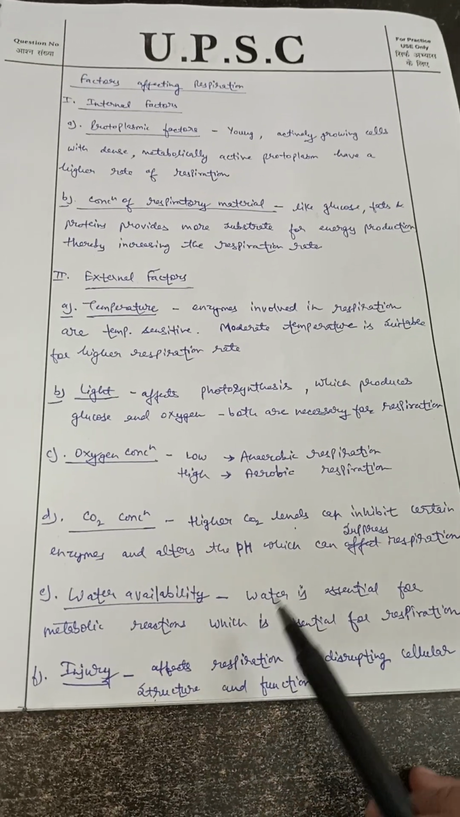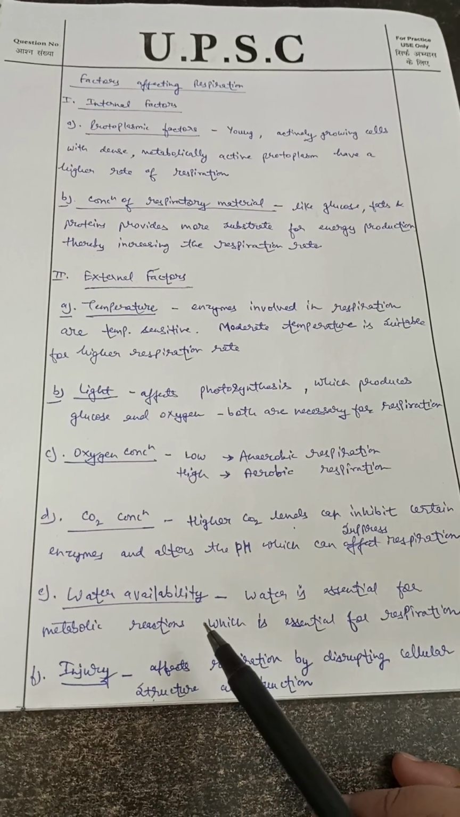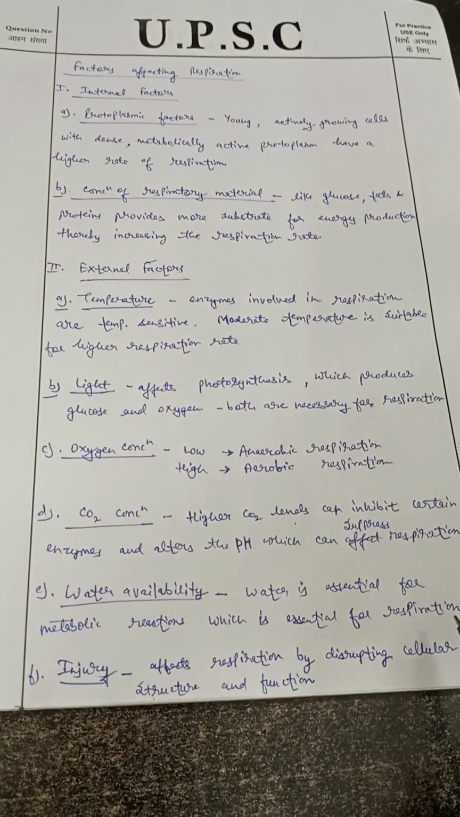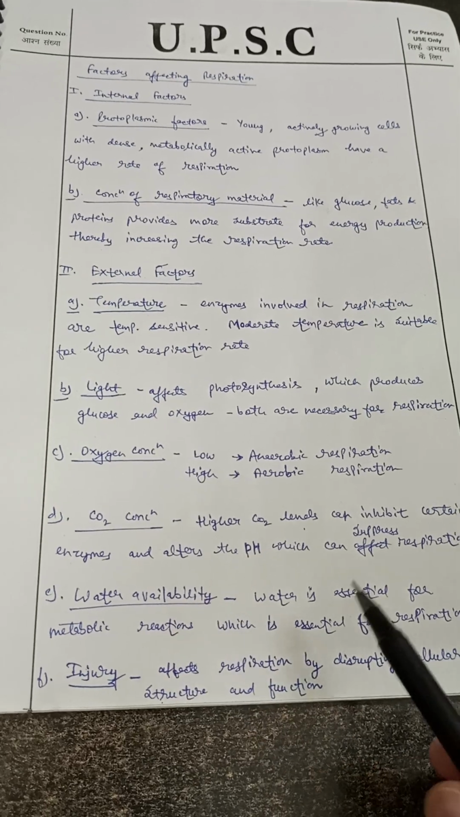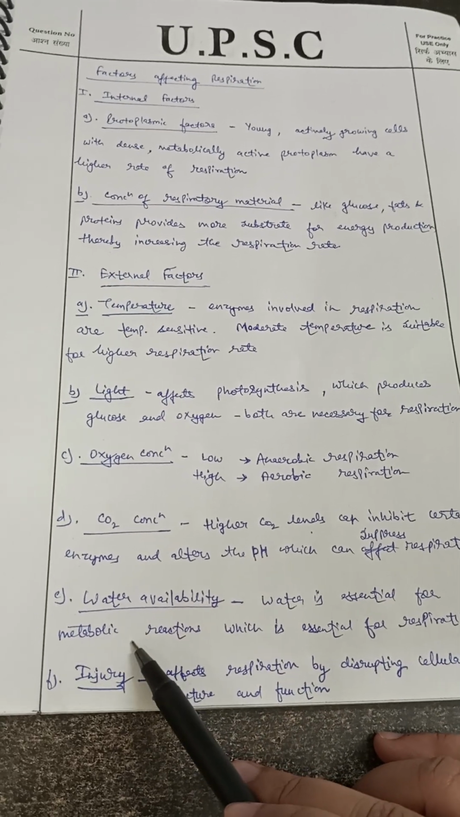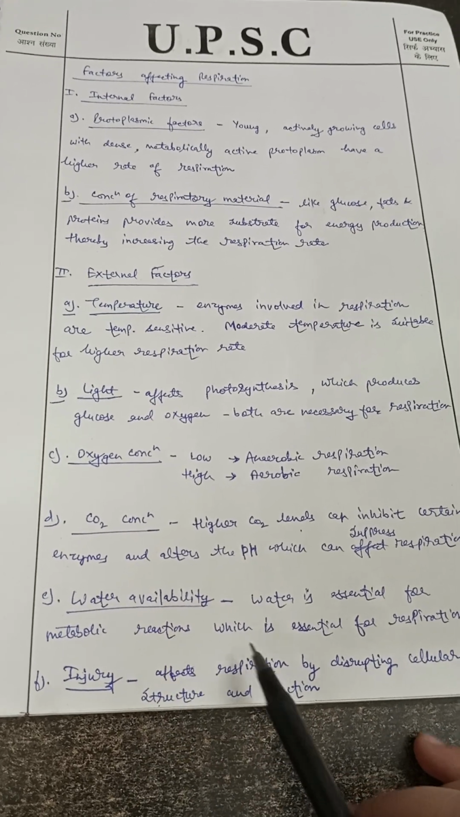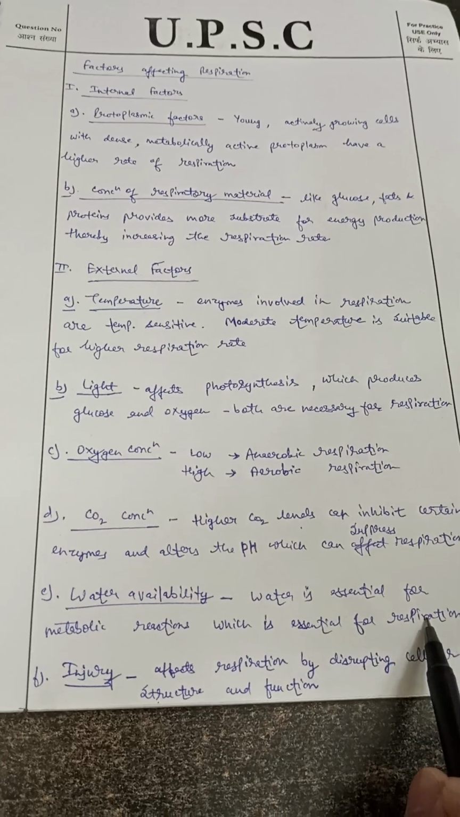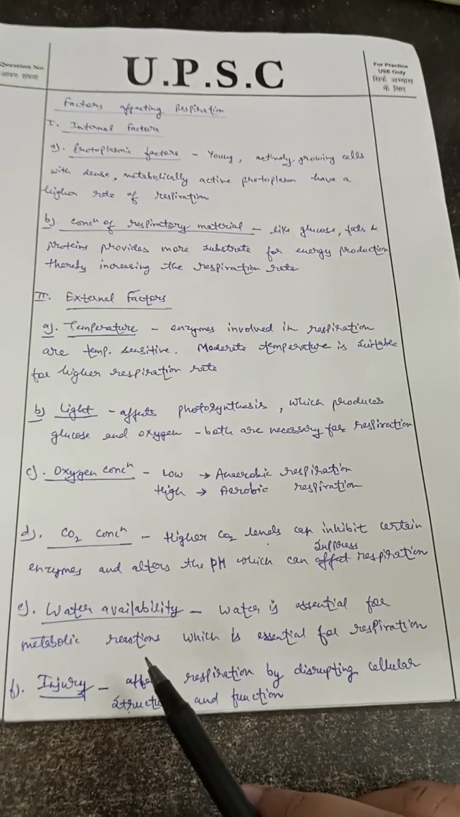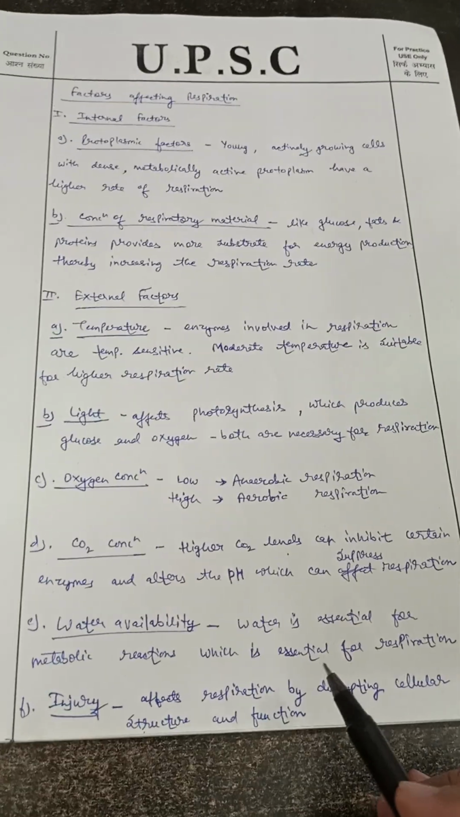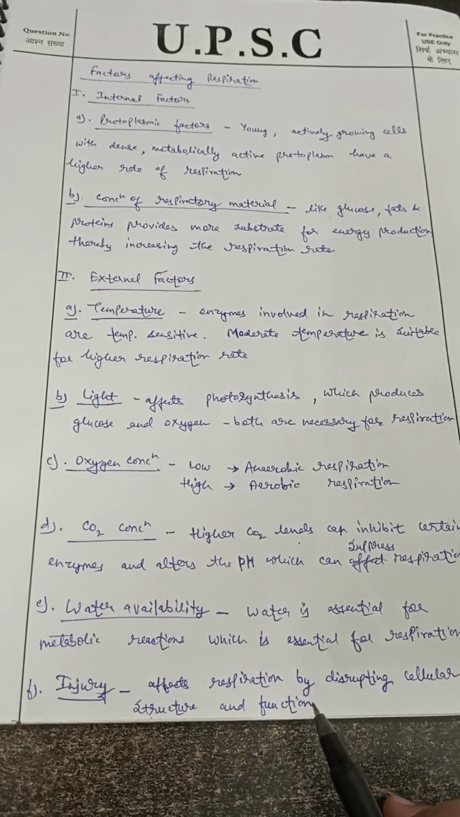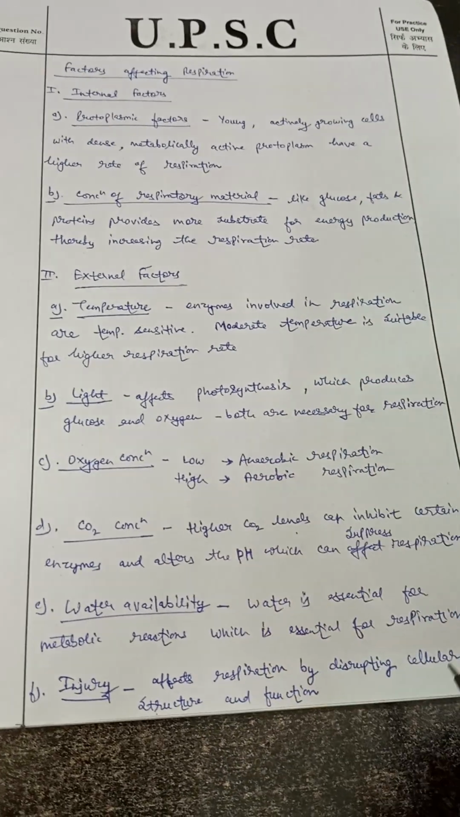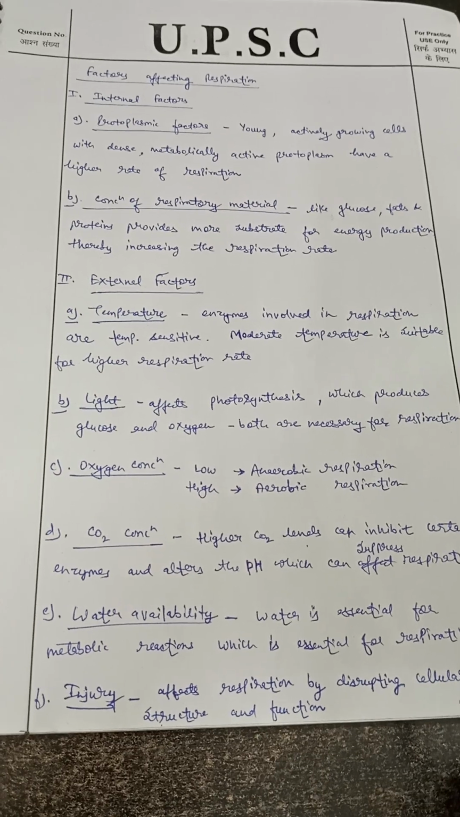Then water availability. Water is essential for metabolic reactions, which are essential for the respiration rate. If less water is available, it lowers the metabolic reactions, which will then affect the respiration rate. Then injuries. Injuries also affect respiration by disrupting the cellular structure and functions. So these are the factors which affect the respiration rate.